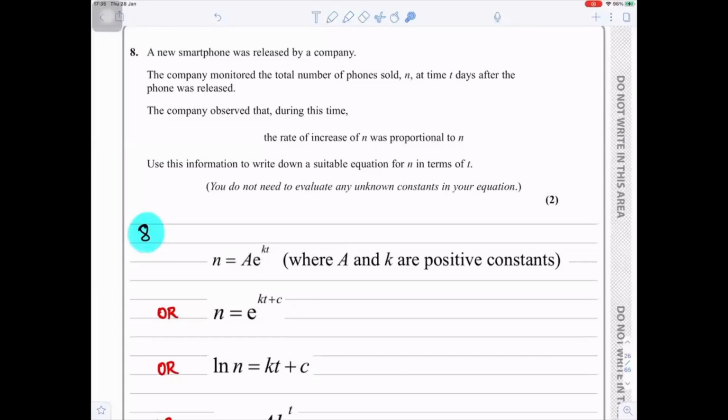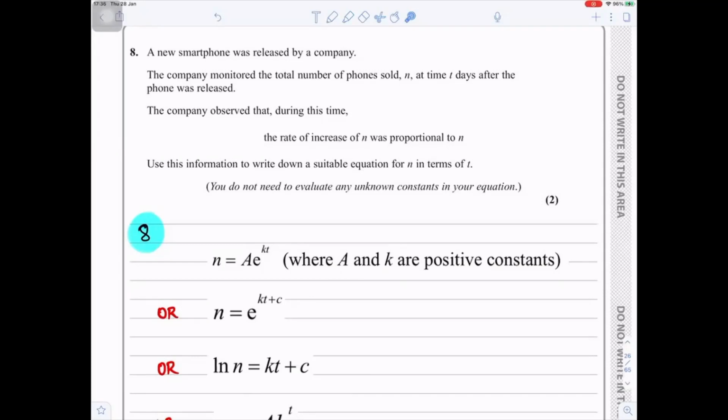Question number 8. A new smartphone was released by a company. The company monitored the total number of phones sold N at time T days after the phone was released. The company observed that during this time, the rate of increase of N was proportional to N. Use this information to write a suitable equation for N in terms of T. So we can have N = Ae^(kt), where A and k are positive constants.